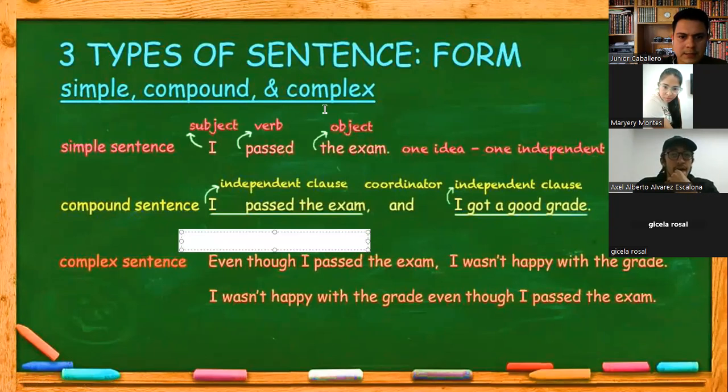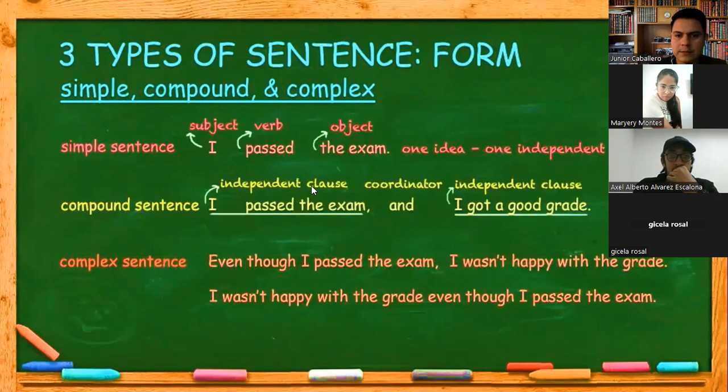I'm gonna explain this one again. An independent clause is when the sentence has a complete meaning. When I say I passed the exam, in Spanish it would be pasé el examen. So we know who passed it: I passed it. And what did I pass? The exam. Now, look at this.